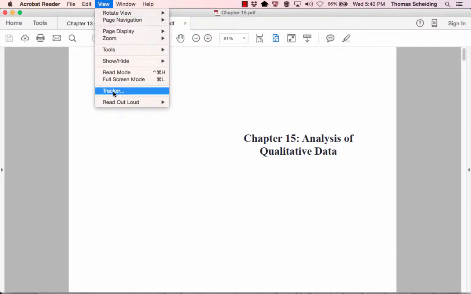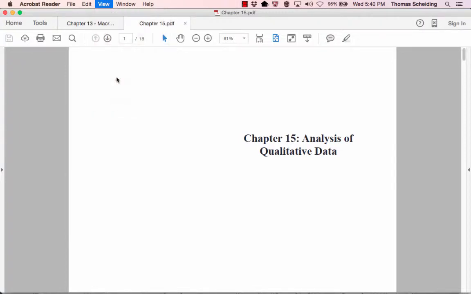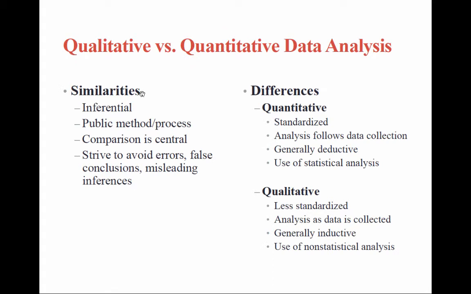Okay, this chapter, chapter 15, discusses a little bit then about the analysis of qualitative data, which is a little bit more difficult because we're dealing obviously with things that are organized in a non-numeric fashion. Probably the biggest thing to start with here is how we draw similarities or differences between these two types of data.